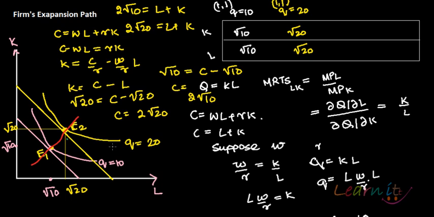This is the firm's expansion path. What does the firm do? The firm wants to minimize its cost to produce a given level of Q. It needs to find out the cost minimizing bundles for each level of Q when the input prices are unchanged, and you trace them. You find the cost minimizing input choices for each level of Q, and then join them together, and what you get is the firm's expansion path.